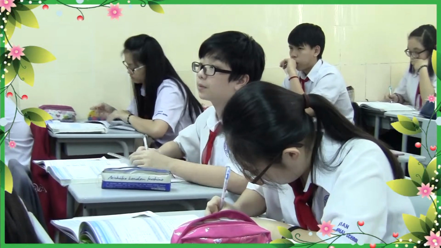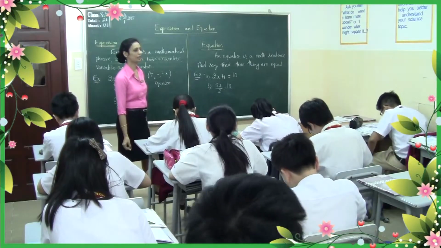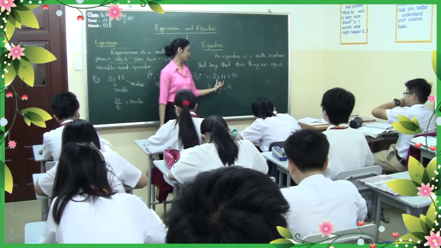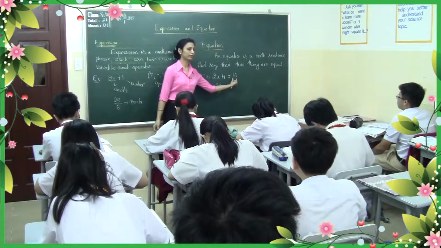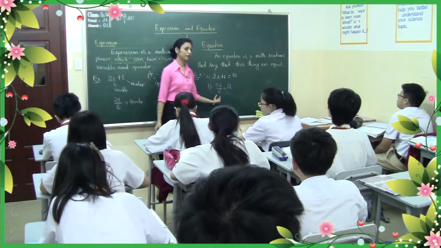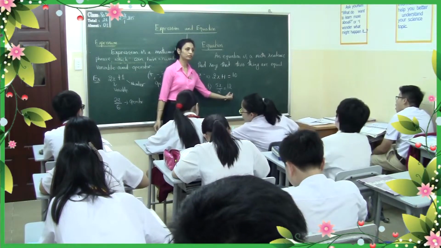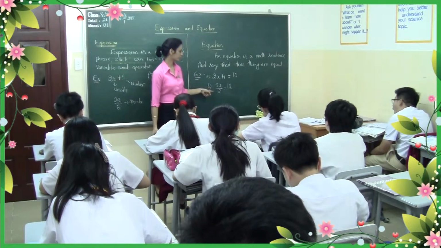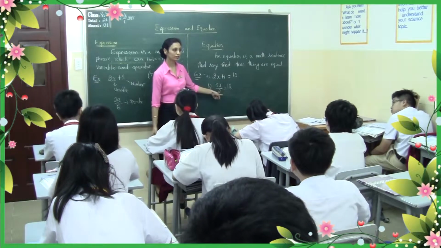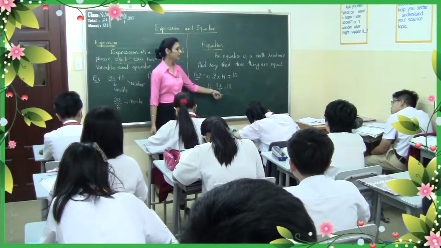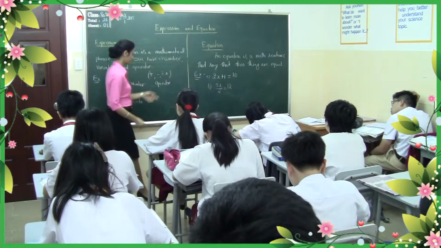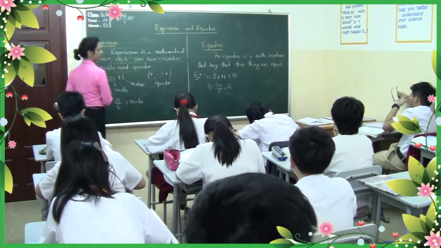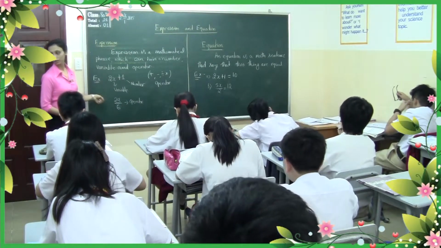An equation is a math sentence that says that two things are equal. 2x plus 1 equals 10. 2x plus 1 is always equal to this value of 10. And 5x divided by 2 is equal to 12. This is called the equation. An example of an equation always looks like this, with an equal sign in it. So that's why it is called an equation. Do copy down this one, the equation and the expression. Have you finished copying?